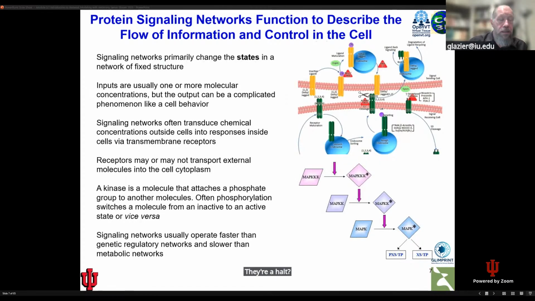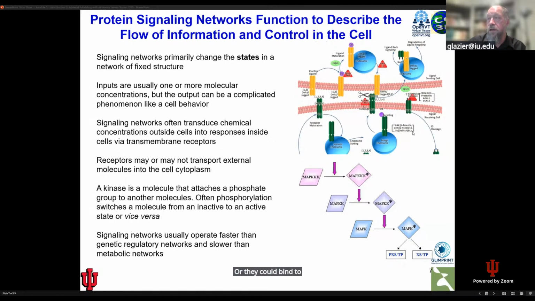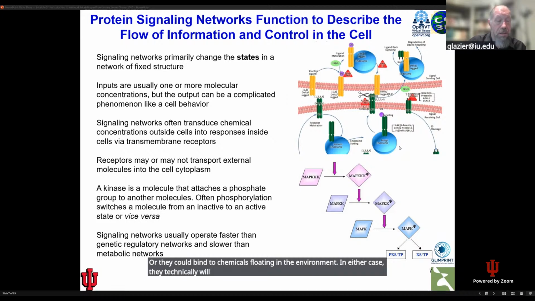There are a whole variety of networks in biology. We have to start somewhere. Signaling networks are one of the classic kinds of biological network. You have receptors on the surface of the cell. Those receptors could bind to receptors on target cells, or they could bind to chemicals floating in the environment. In either case, they typically will send signals through the cell.